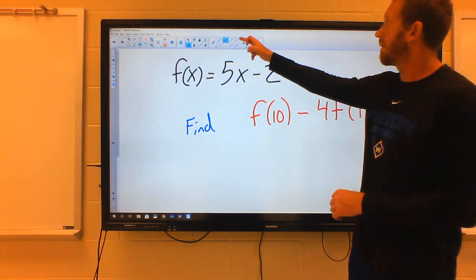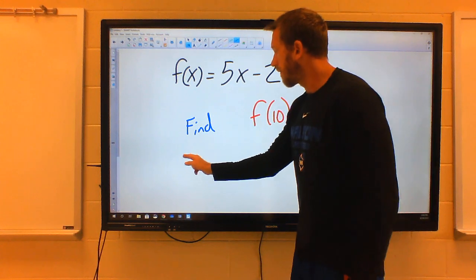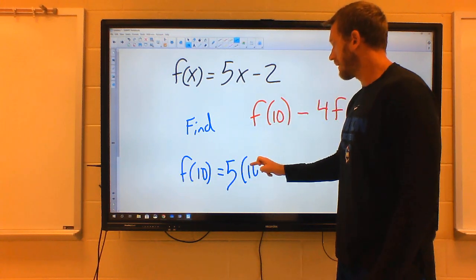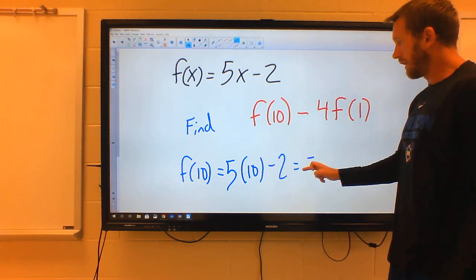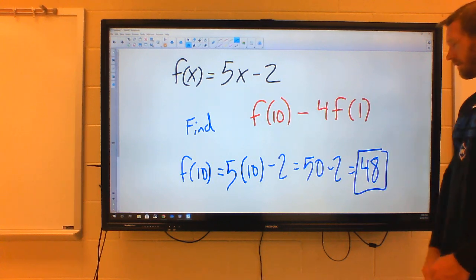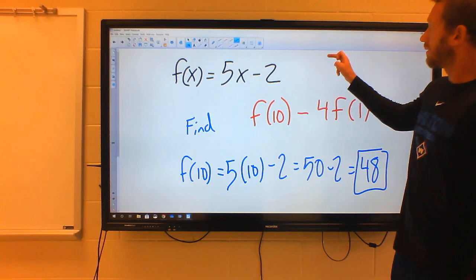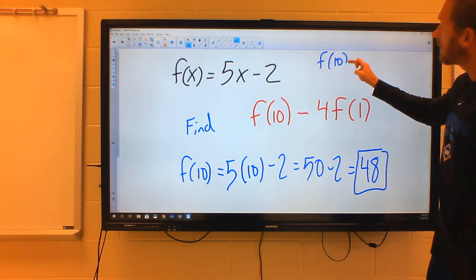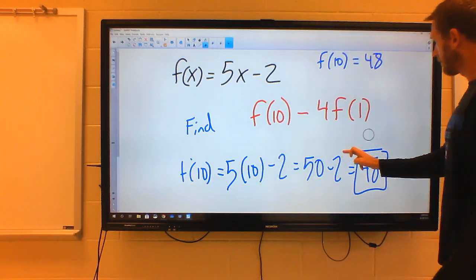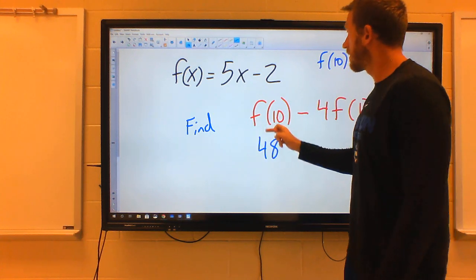And then unpause it when you're ready, and I will resume teaching this. Okay, you should have unpaused it now. And we are back to solving this. So let's try to find f of 10. F of 10 is going to be 5 times 10 minus 2. So that's 50 minus 2, also known as 48. Okay? 48. So we're just writing that up there. f of 10 is 48.